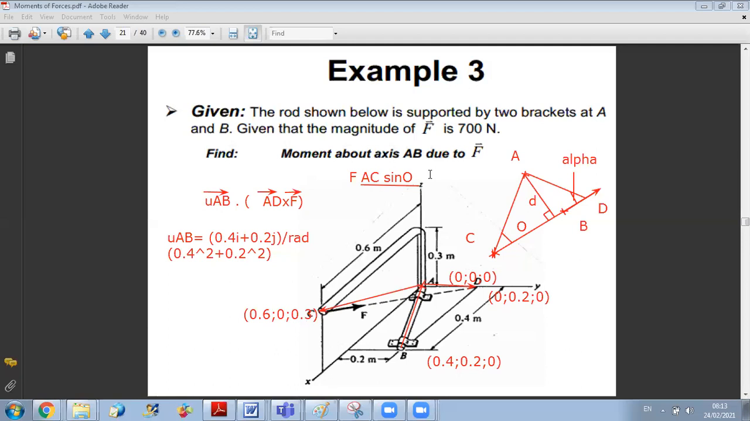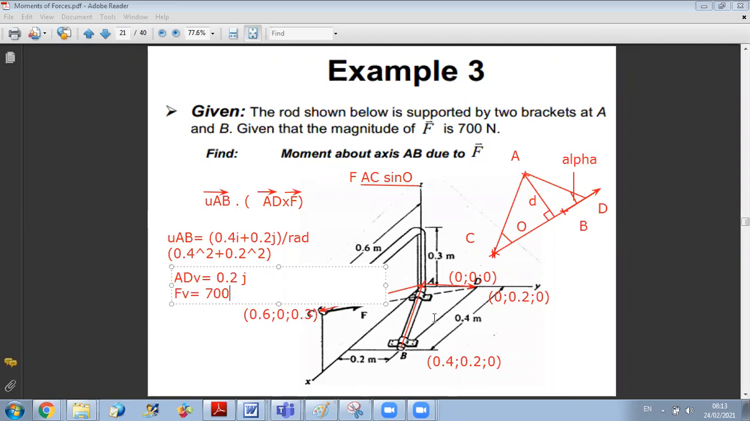Well, okay. So we found the components of unit vector of AB. And for vector AD, we have already the coordinates of point D. So AD vector is equal to 0.2 along J. And we still need vector F. For vector F, how to find vector F? Vector F magnitude is the magnitude times unit vector. Okay, they gave us the magnitude.